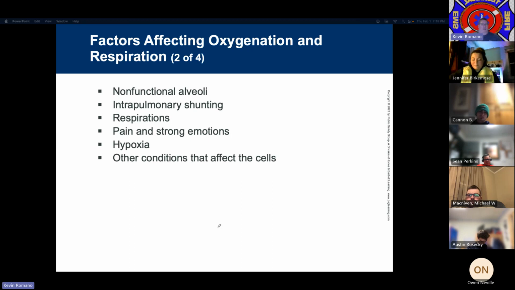All right. So other factors affecting it, obviously, is the non-functional alveoli. So atelectasis kicks in and starts shutting down. Intrapulmonary shunting, changes in respiratory rate, pain and strong emotions, a decreased metabolism, and other conditions including hypoxia, hypoglycemia, infection, okay, like pneumonia, we talked about that too, infection of the lungs, or without sufficient glucose, the cells will metabolize fatty acids, resulting in ketoacidosis. Right, we'll cover more of that in endocrine.